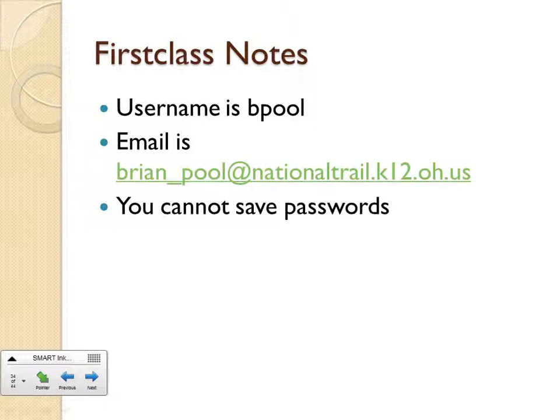And the First Class email address is, in my case, brian_pool@nationaltrail.k12.oh.us. I think that's a mouthful, and that's why I like just using the nationaltrail.us. It's easier to tell people. So your email address will be first name_last name for First Class @nationaltrail.k12.oh.us. And that depends on what Susan Hora put in for you.